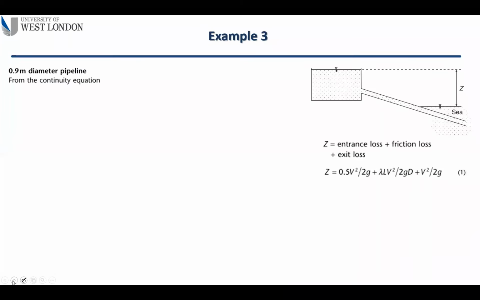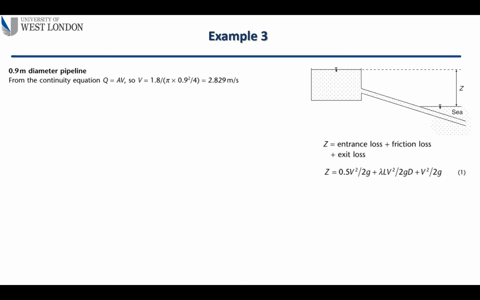As the first step, for the assumption of the pipe with a 0.9 meter diameter, we calculate the velocity using the continuity equation. Rearranging this formula, the velocity is the discharge, 1.8, divided by A, the cross-sectional area, which is pi times 0.9 squared over 4.